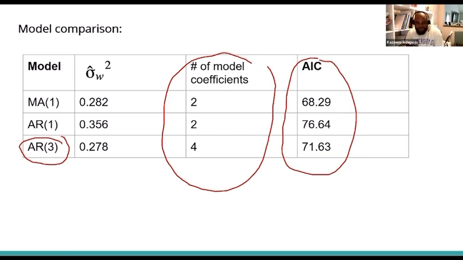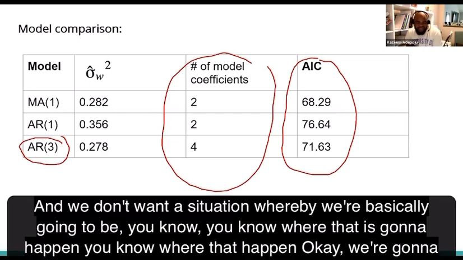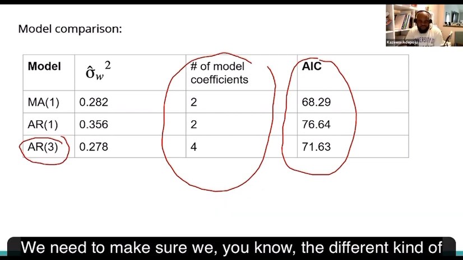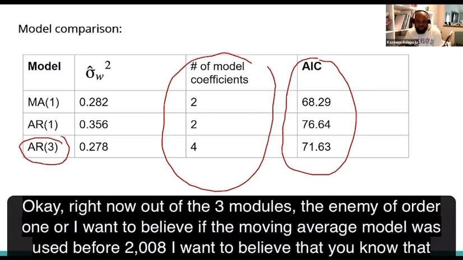When you use a wrong model, of course, we mislead, and we don't want a situation where that is going to happen, because we're going to be in trouble. That is the reason why, in data analysis and statistical analysis, we need to make sure we exploit the different kinds of models available. And among them, we have a way to use model selection criteria to come up with the best model. Right now, out of the 3 models, it is the MA of order 1.